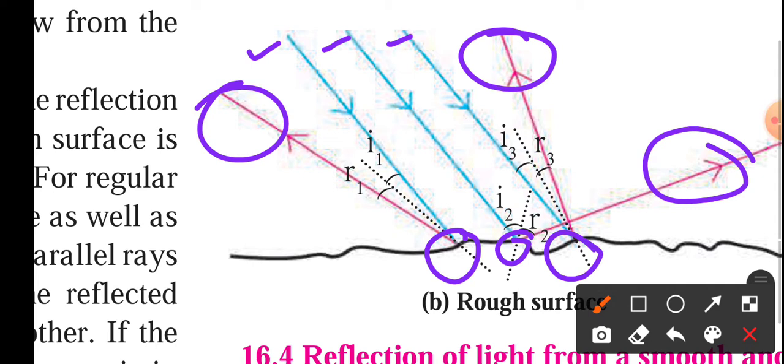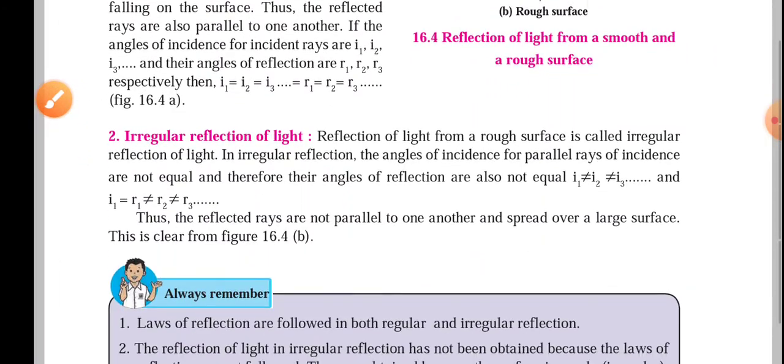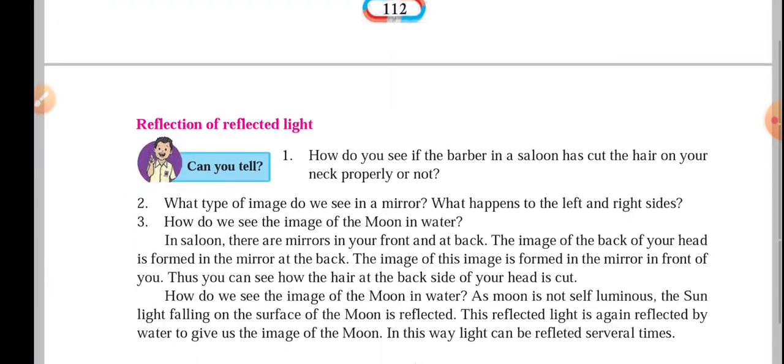So they are not a smooth surface. So reflected rays are not parallel. And that's why the image they are forming is not clear. So this is about the smooth surface and the rough surface, and what exactly is happening in this case.